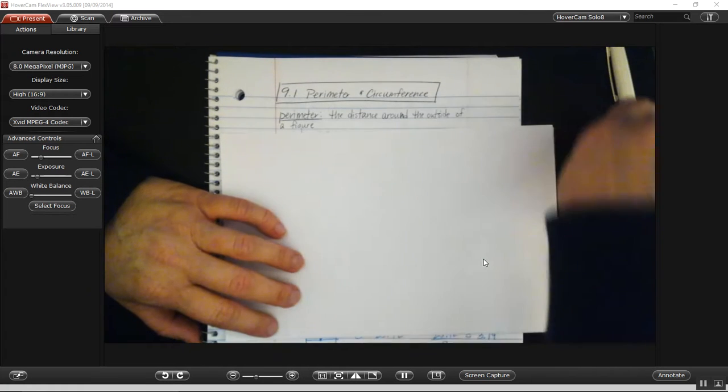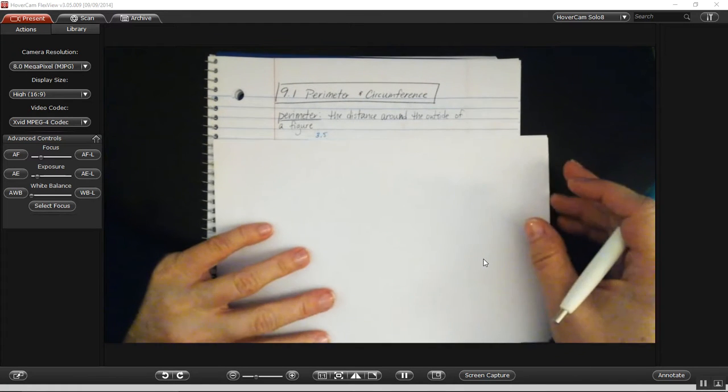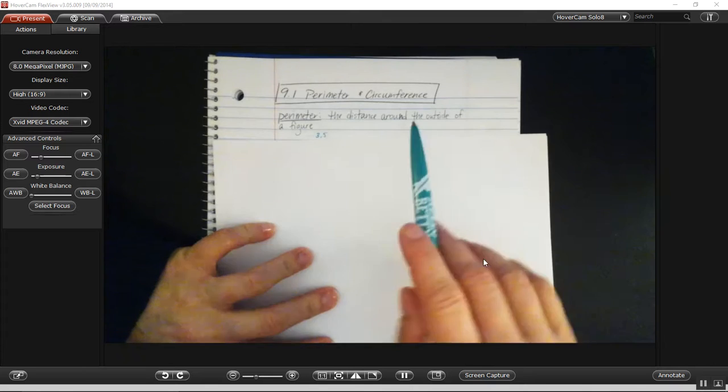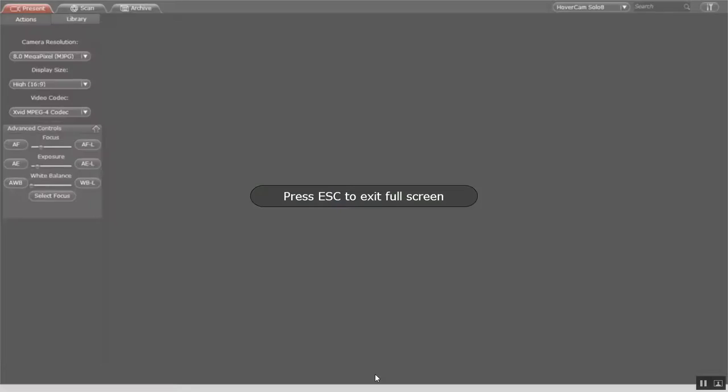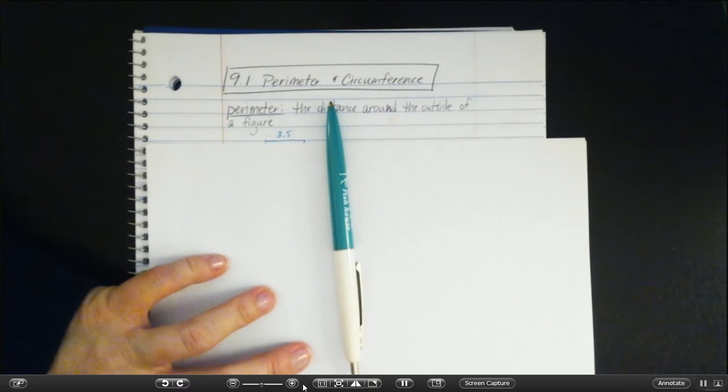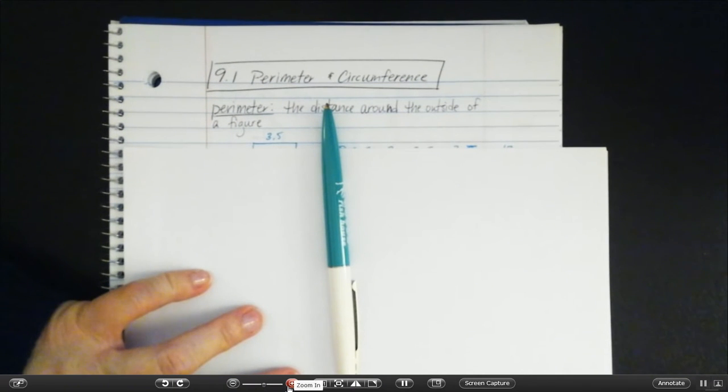Okay, here we go, 7th grade. We're starting chapter 9. We're going to get more into some geometry. We're going to talk about perimeter and circumference today. So let's have a look-see at perimeter.